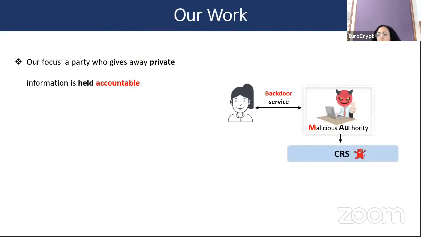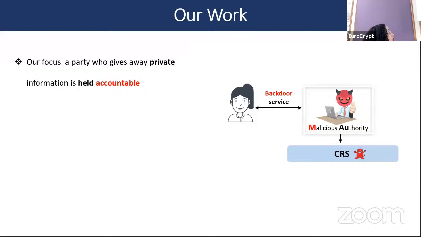So there are many ways we can use private information. And in our talk, we focus on an authority who gives away the private information. It could be for profit, or it could be just published on the internet. And we model it by a backdoor service.